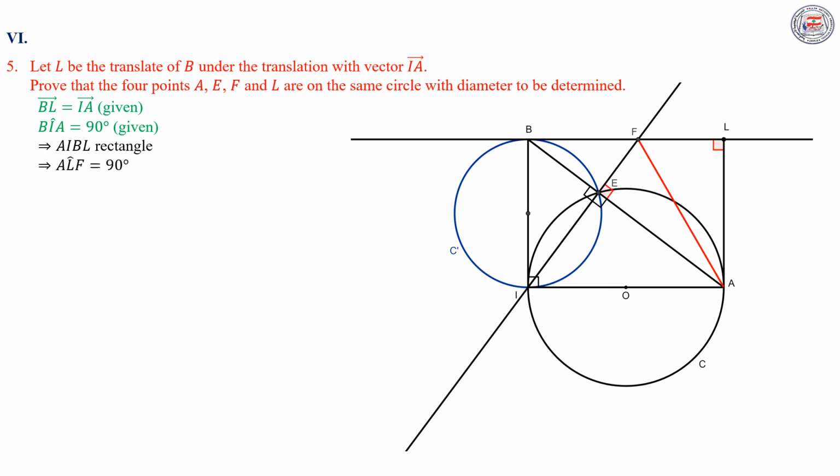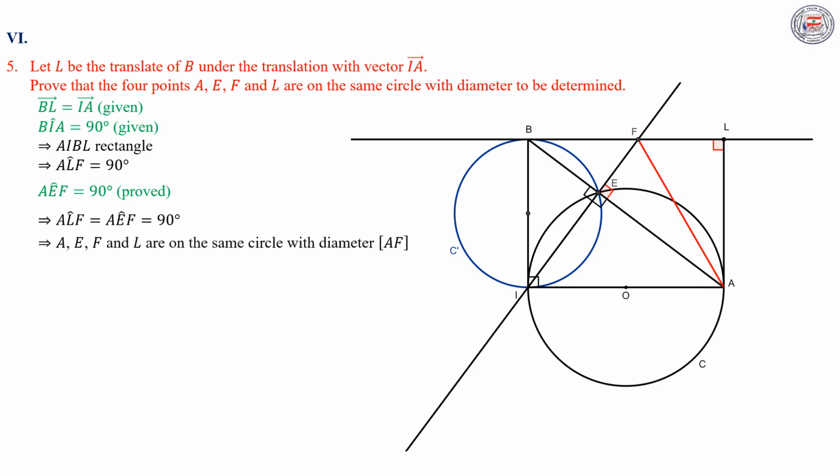Therefore, the angle ALF is equal to 90 degrees, and this is the first right angle. The second right angle is AEF, which is equal to 90 degrees, and this is proved before. Therefore, the two angles ALF and AEF are both equal to 90 degrees. We have found two right angles from these four points. Then we can deduce that the four points A, E, F, and L are on the same circle with diameter AF.